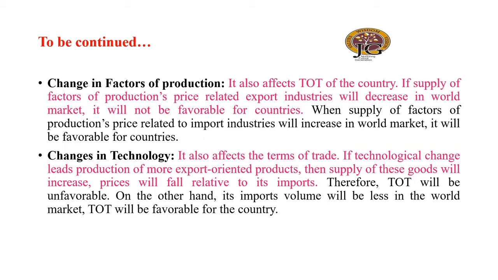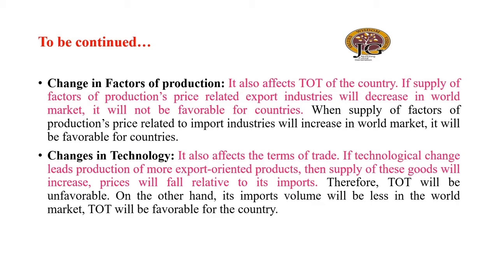Change in factors of production. It also affects terms of trade of the country. If the supply of factors of production related to export industries decreases in the world market, it will not be favorable for the country. पर उससे अगर यहाँ पे supply of factor of production की जो price है related to import industries, अगर वो world market में ज़्यादा है, तो it will be favorable for that particular country.